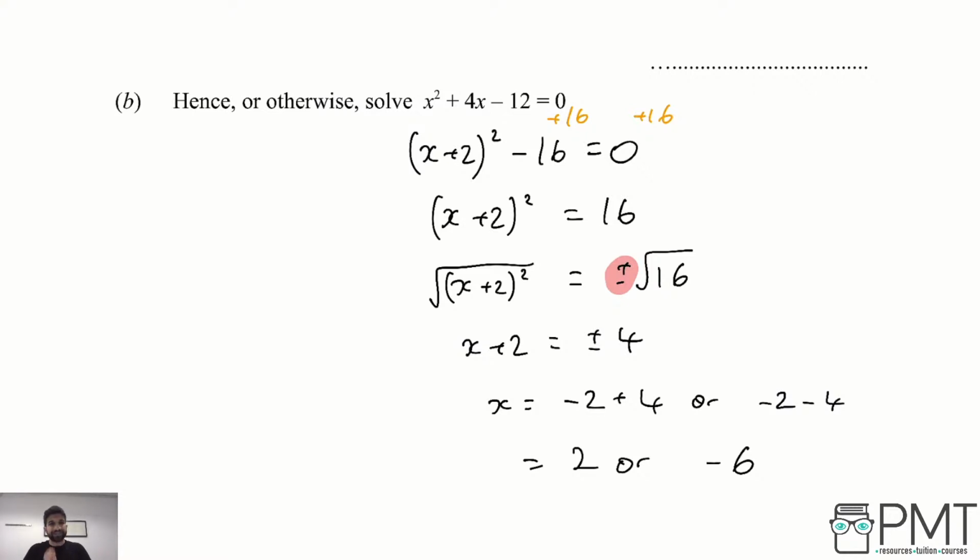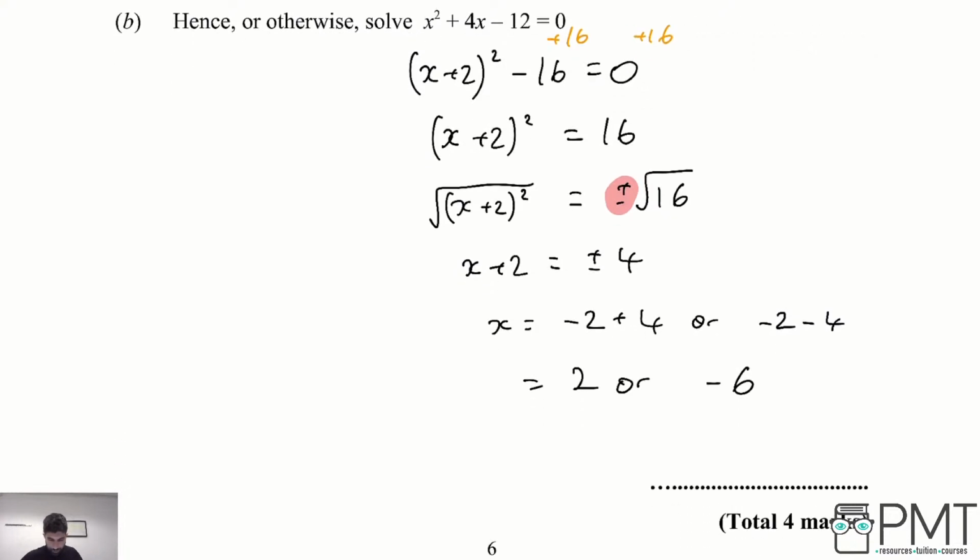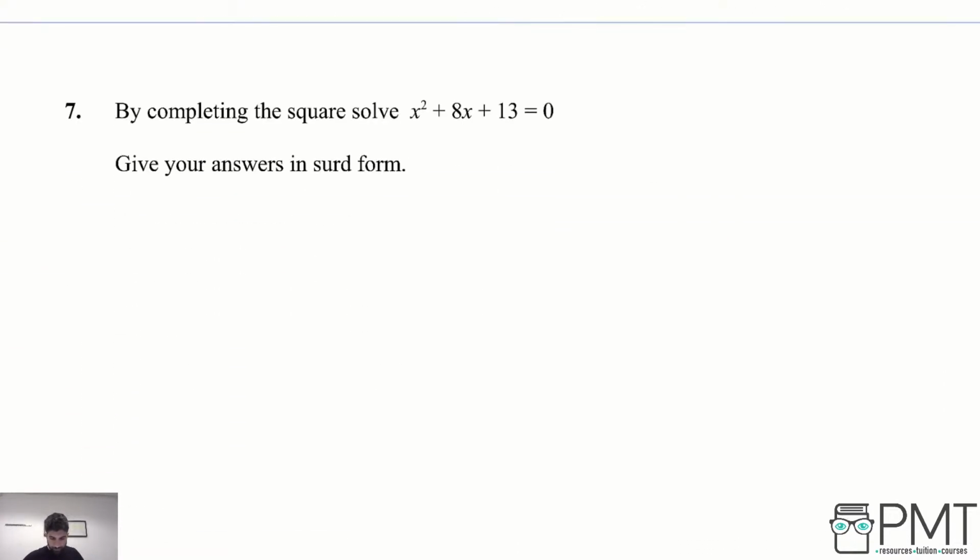So always remember, you must have two solutions. If you have something in this form, you square root both sides, you have got plus and minus, and you should remember to give them as x is 2 or minus 6. Give both of your answers. If you have any disagreements or questions, let me know in the chat. Otherwise, we're moving to this one.